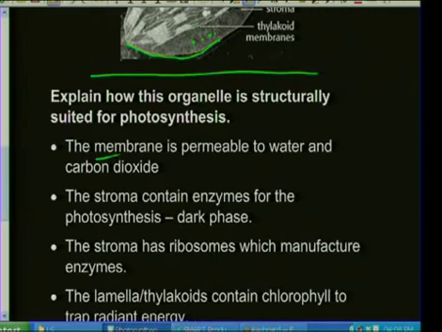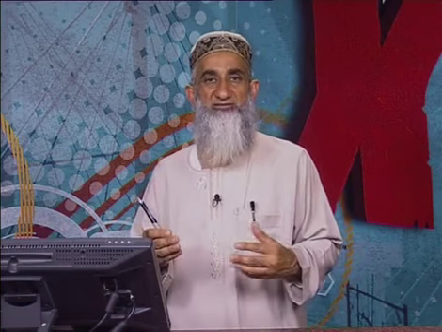Firstly, the membrane is permeable to water and carbon dioxide. This means that this membrane allows water and carbon dioxide to go through it. What's so good about that, you ask? Why does it happen? Easy, guys. Because the organelle needs water and carbon dioxide because they are requirements for photosynthesis. And if they are requirements, they need to go through. If we don't allow the requirements to come in, the process won't take place.